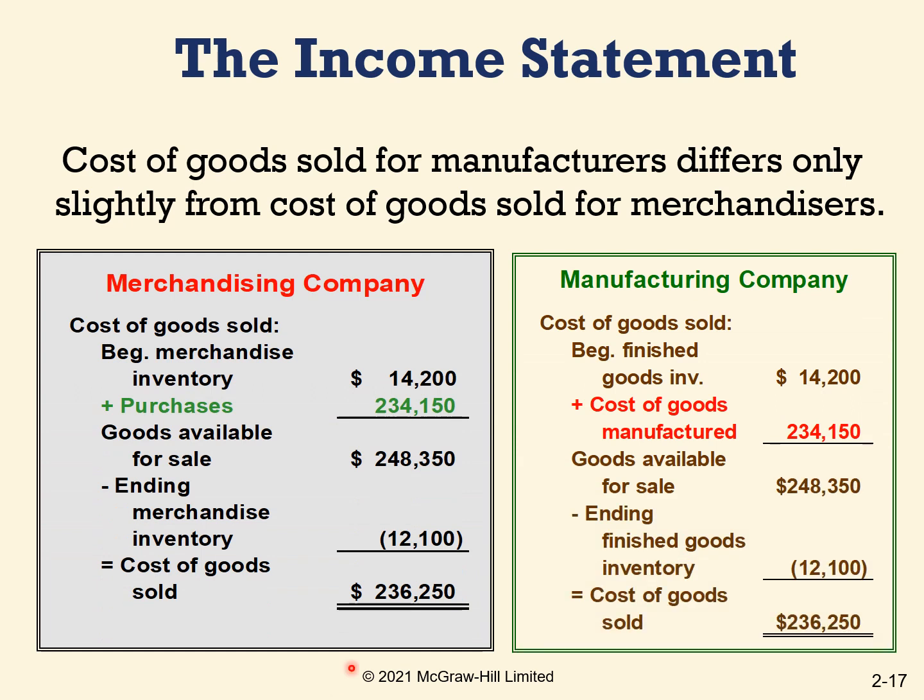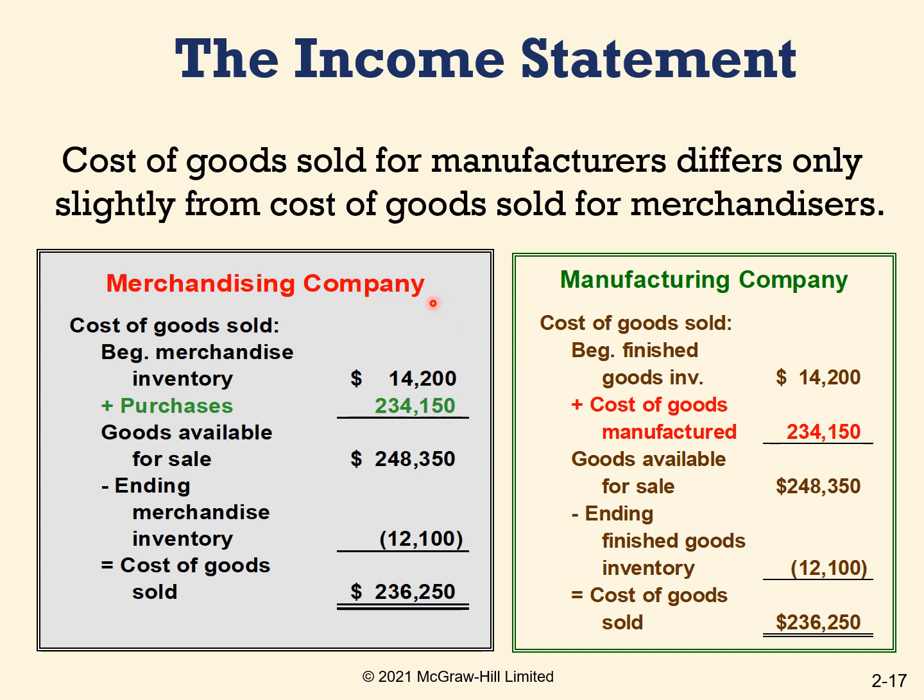So now we're going to also look at the income statement. Cost of goods sold for manufacturers differs only slightly from the cost of goods sold for merchandisers. For a merchandising company, if we're calculating our cost of goods sold, what we actually sold during a certain period, let's just think of it for a year.